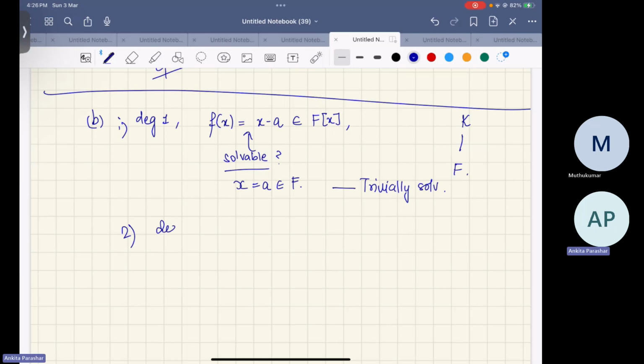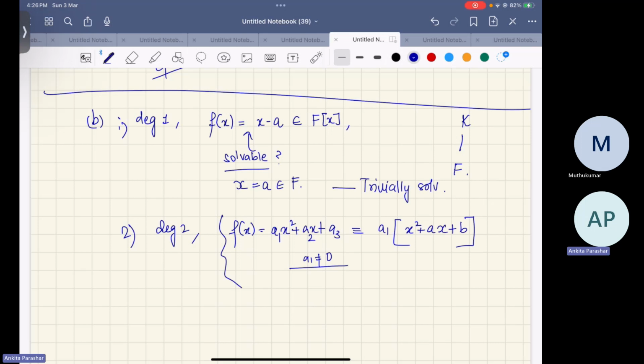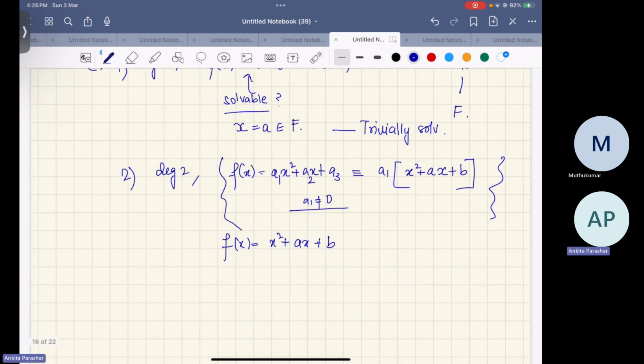Let's look at degree 2. A general degree 2 polynomial I can write like this. But the roots of this polynomial will not change if I divide the whole thing by the leading coefficient, because of the quadratic formula. So I'm just rewriting this degree 2 polynomial like this. Suppose we have degree 2 like this. Now we want to check whether it is solvable or not, that means roots are solvable over F. Suppose my F is, let's say, Q. Actually, we want F to be contained in C. In particular, we are taking Q.